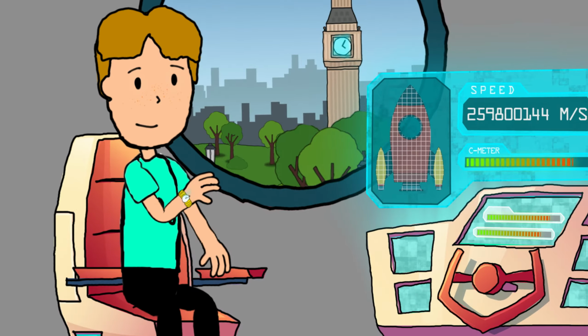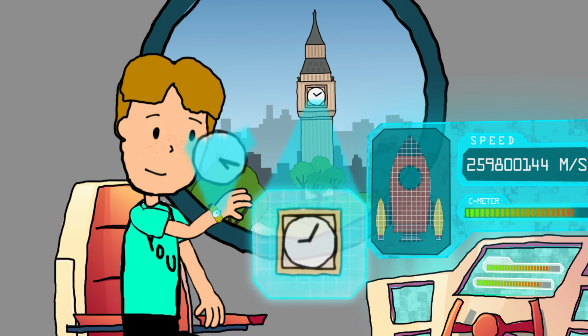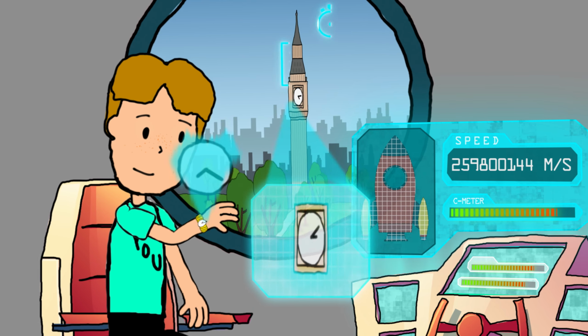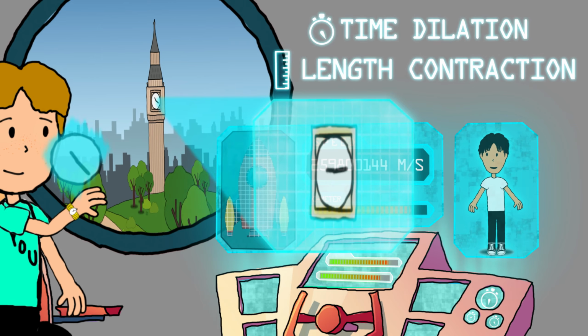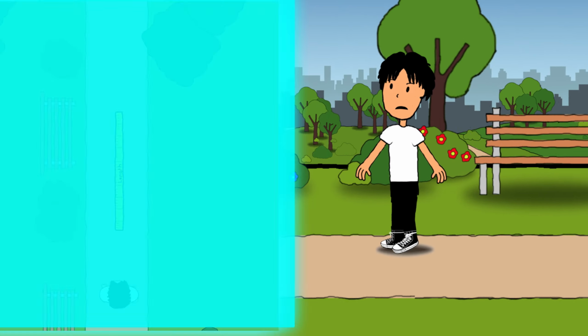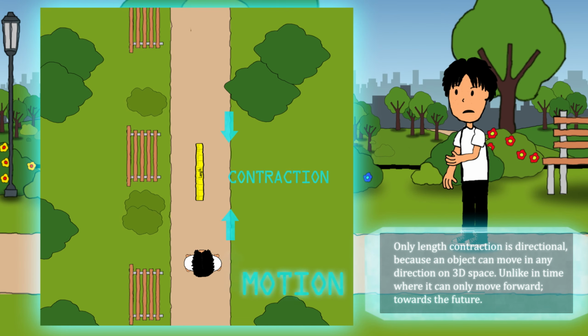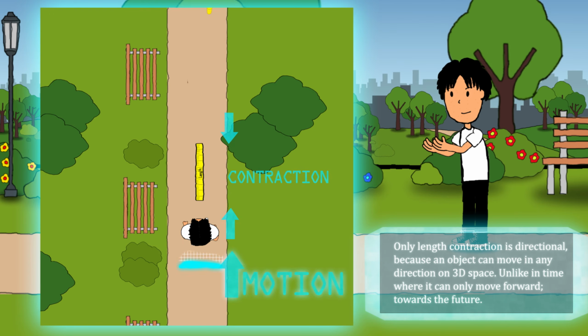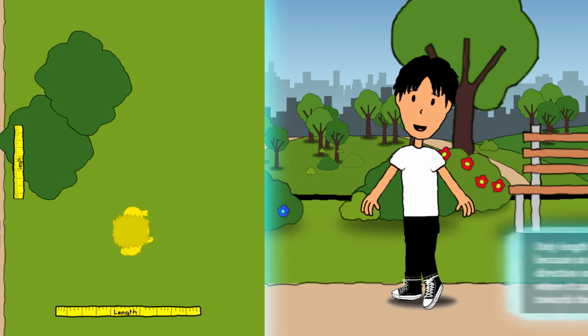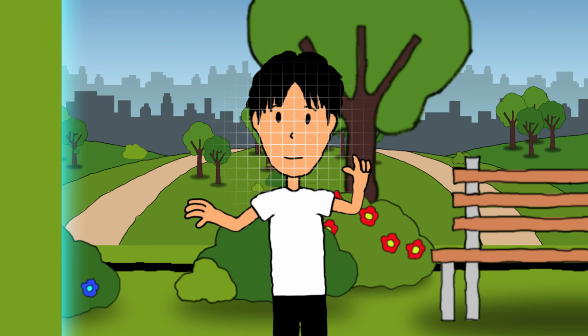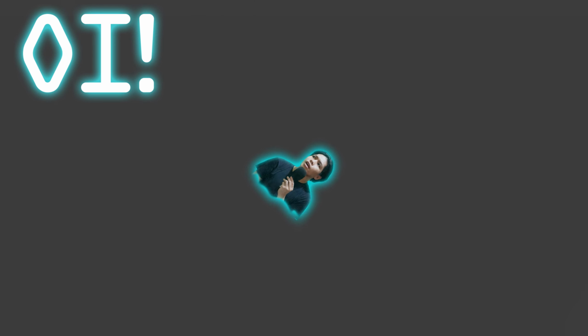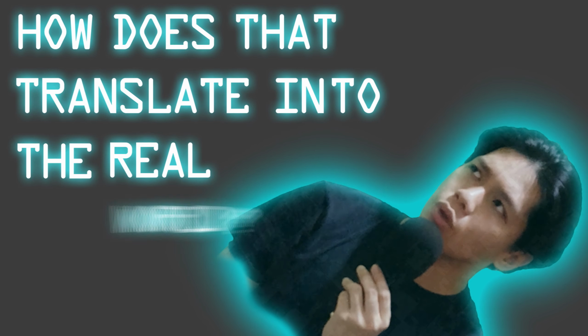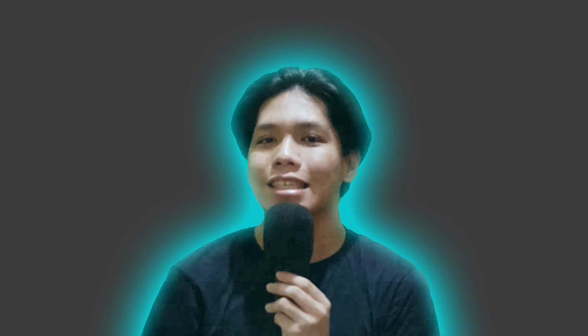Because of this, everything around you will seem like it's in fast forward and compressed. These effects are called time dilation and length contraction. But length only contracts parallel to your motion because when light travels perpendicular to you, it can be constant without needing a treadmill. But you may ask, how does that translate into the real world? Well, here's a basic example.